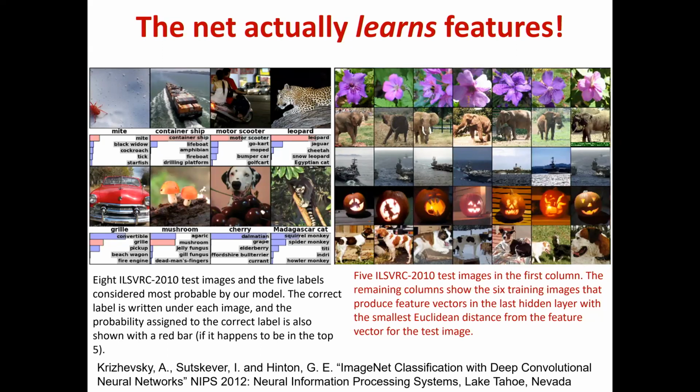So here are some standard examples. You can see that even when it makes mistakes, it's not so bad. This is a Madagascar cat. It's being recognized as a squirrel monkey. They're very similar. This is supposed to be a picture of a cherry, but it recognized it as a Dalmatian, and I don't blame it. Right? So anyway, but this is the interesting one.